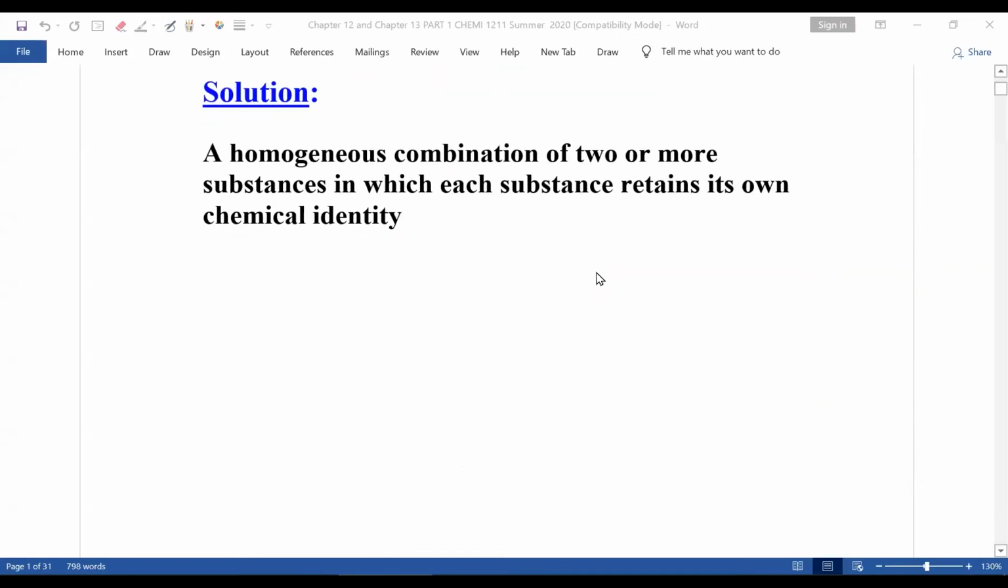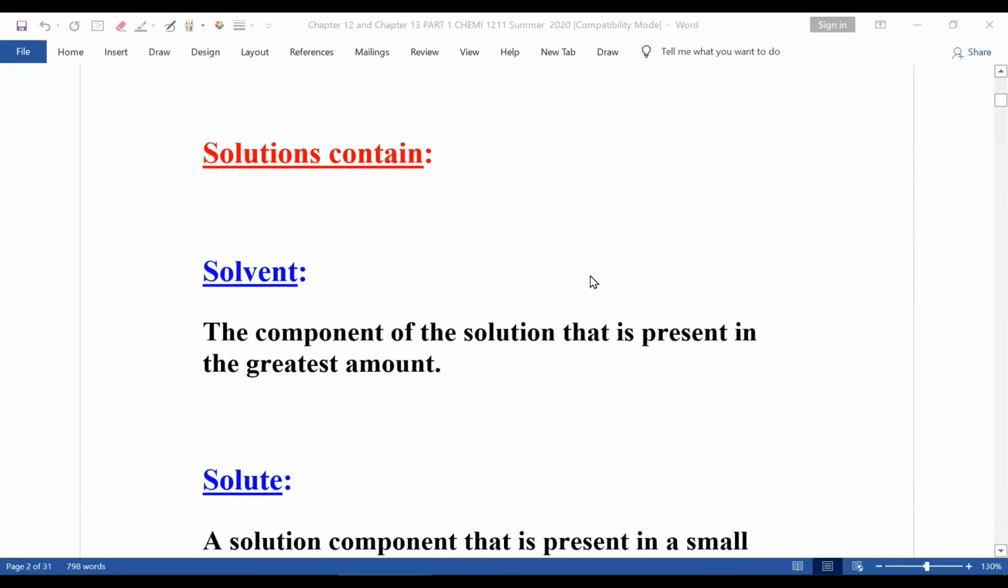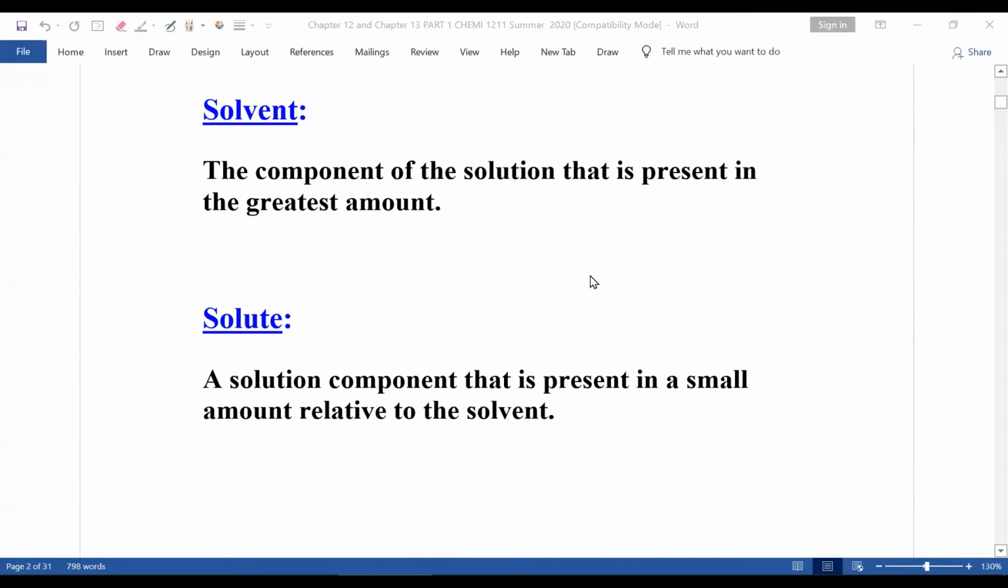All right, just to remind you, when we talk about solutions, you can have a solvent, only one solvent, that's the component present in the greatest amount. You can have many solutes, those are all the other components in a solution. Right now I'm drinking tea, the solvent is water, and all the other things that make tea taste good, plus the sugar I put in there, are solutes.